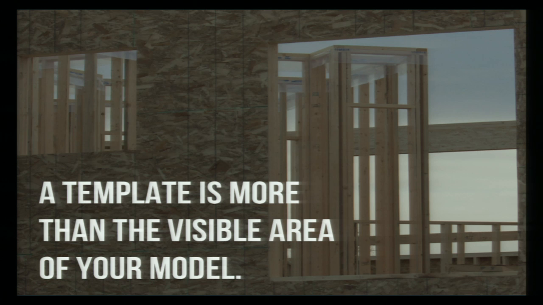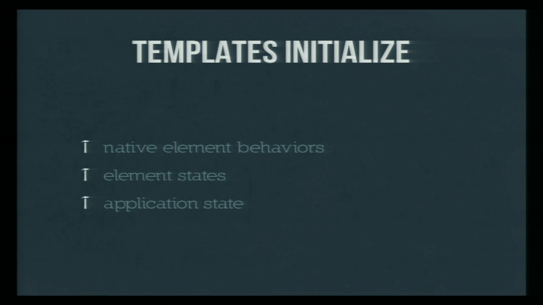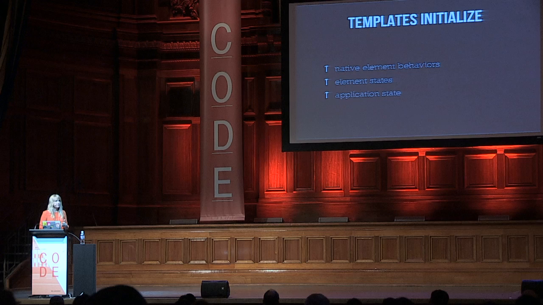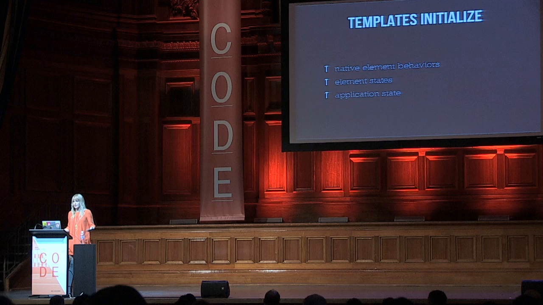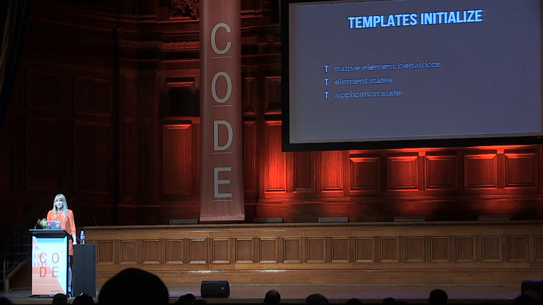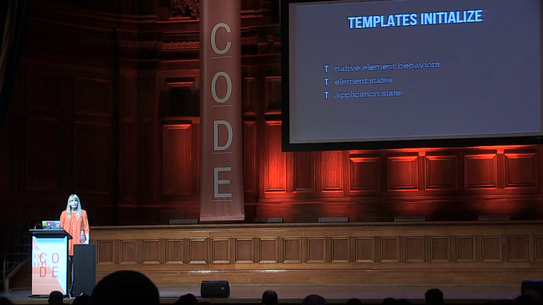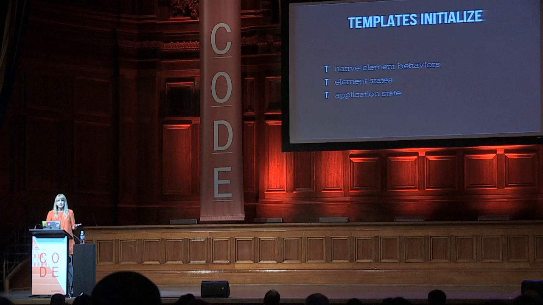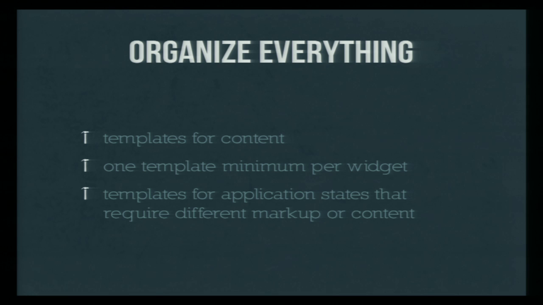So the template contains more than just what gets rendered. It's not simply the visible area of the model, because a template is essentially an initializer. When you render your template, anything that is built-in behavior in HTML or CSS, that's when that gets initialized. If you think of it in terms of JS init functions, it's the same thing. So all those behaviors become wired up when you render the template. Every element state gets set at that point, and to some extent, the application state gets set as well. So you want to have that all well organized.